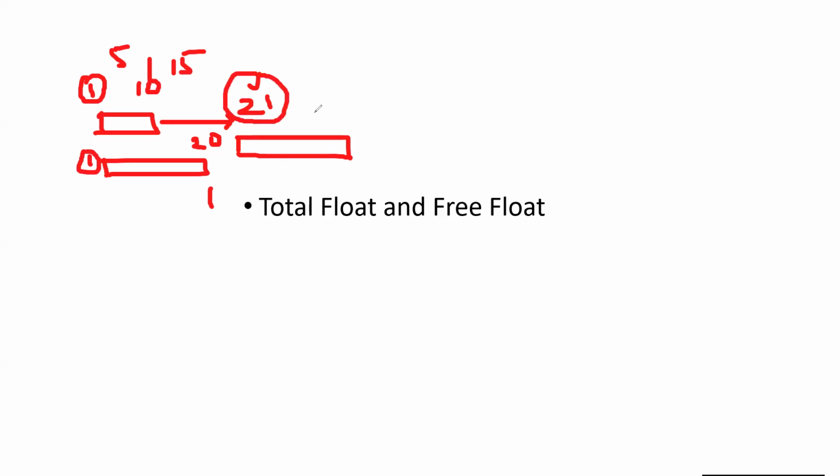So free float is actually a property of a single activity. It is the amount of time an activity can be delayed without delaying its successor activity's starting date, early start date, right? You understand what I mean? That is free float. Okay. So these are important things you need to understand.